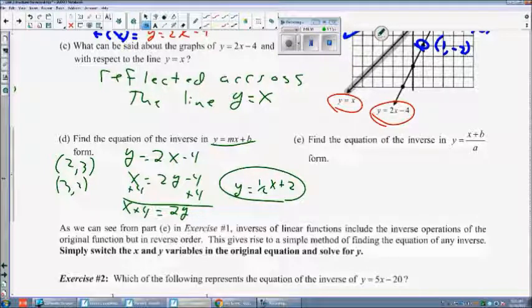Now it says find it a little easier. Why can't I just write it, Mr. Bryce? Why can't I just write it like that? You can. That's what it wanted you to do there. It should have asked you to do that first.